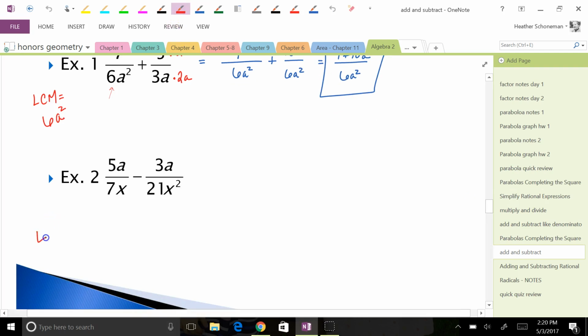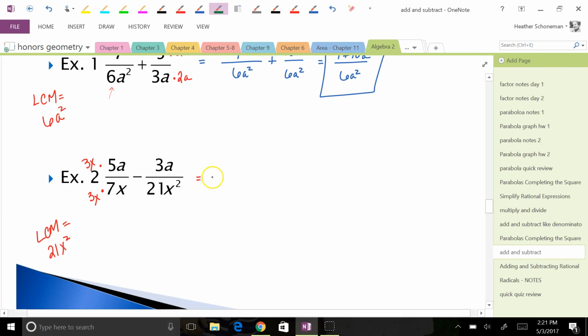First, we have to figure out our least common multiple. So our least common multiple between 7 and 21 is 21. With the variables, this has 1 x, the next one has 2 x's, so we take the most, so that's x squared. So the right fraction is good the way it is, but the left fraction needs to be multiplied by 3x so that its denominator is correct.